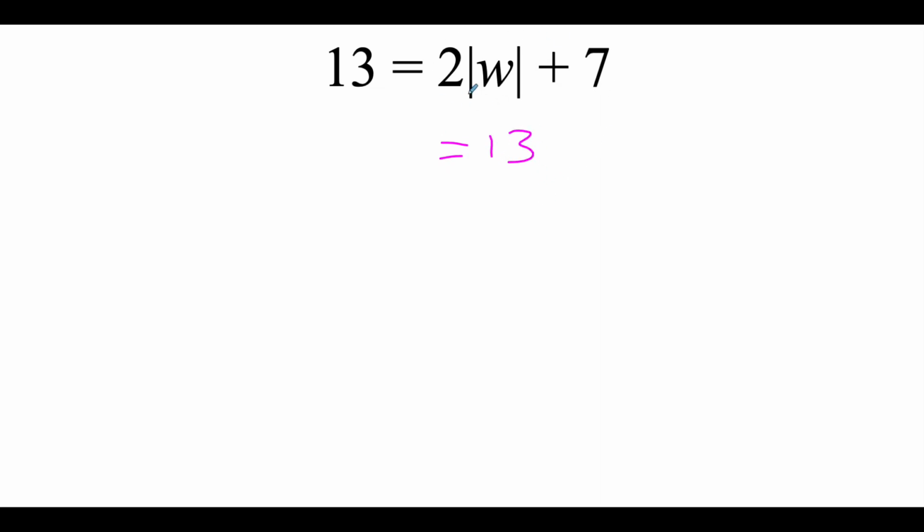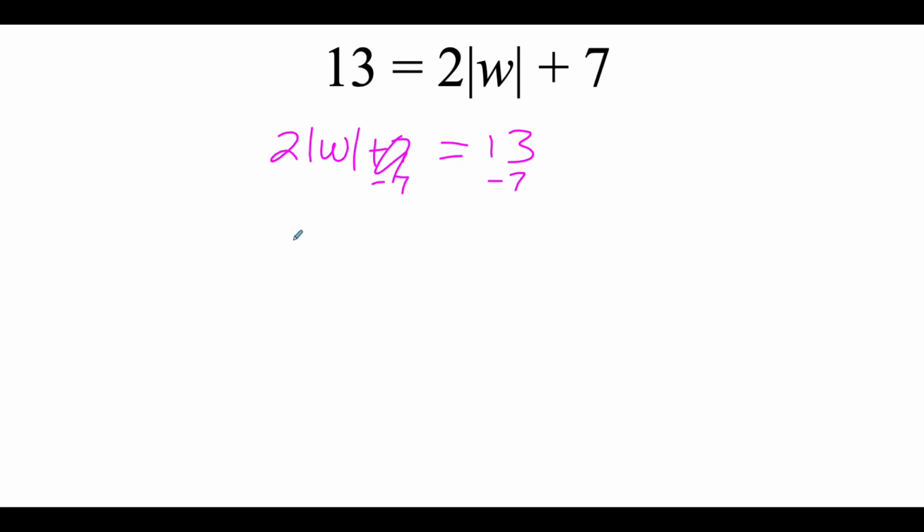And I'm going to take that whole right-hand side and put it over on the left-hand side. So we're just changing the sides on both of those pieces of the equation. Now we're going to work on getting that absolute value all by itself. First, we're going to have to get rid of that plus 7. So I'm going to subtract 7 on both sides.